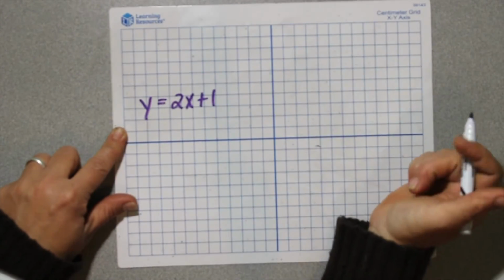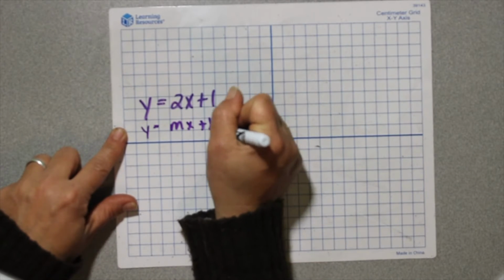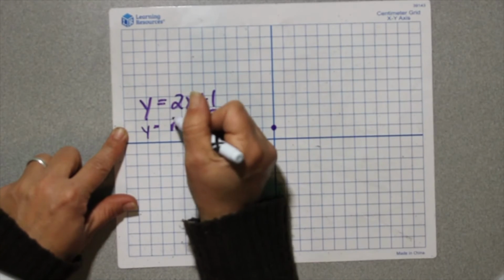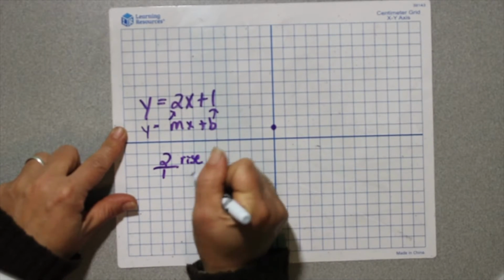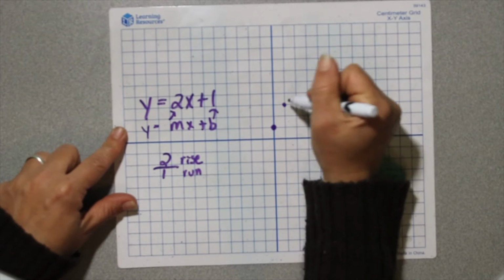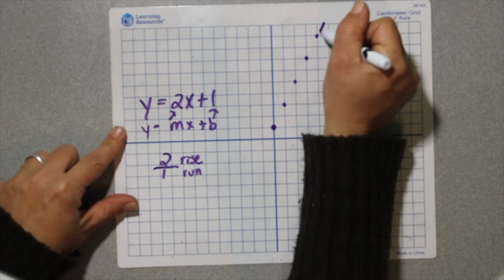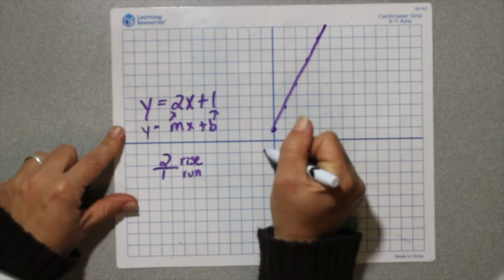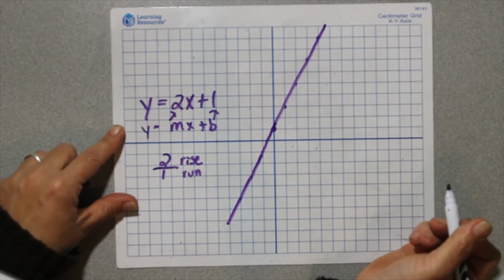So all we did was rearrange the equation. Alright, so now it's in y equals mx plus b, and we can see that 1 is our y-intercept. And then our slope is positive 2, which really means 2 over 1, rise over run. So our rise is 2 and our run is 1. Up 2 over 1, up 2 over 1. Backwards 2, down 1. There we go. And there is our line.